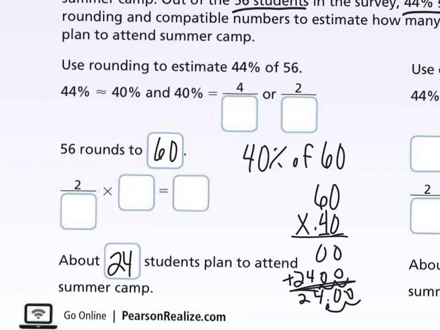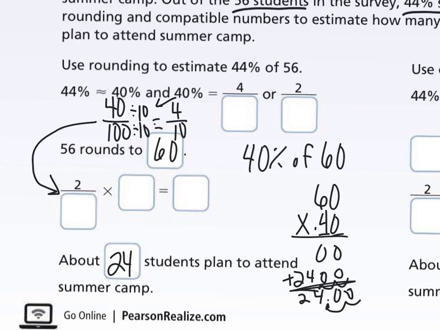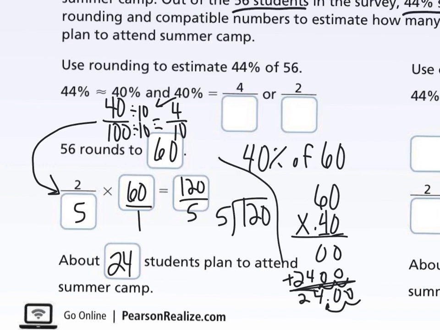The other thing, another option you have, what the book did, is they changed 40%. It'd be 40 out of 100. And then that would reduce all the way down. We could take a step in between here if you want. We can divide them both by 10. That would be 4/10. And then that could reduce to 2/5. So this would be another way to do it. We could do 2/5 times 60. And then if you do 120 divided by 5, obviously you'd be dividing that out by hand. And when you divide that out, you would get 24.